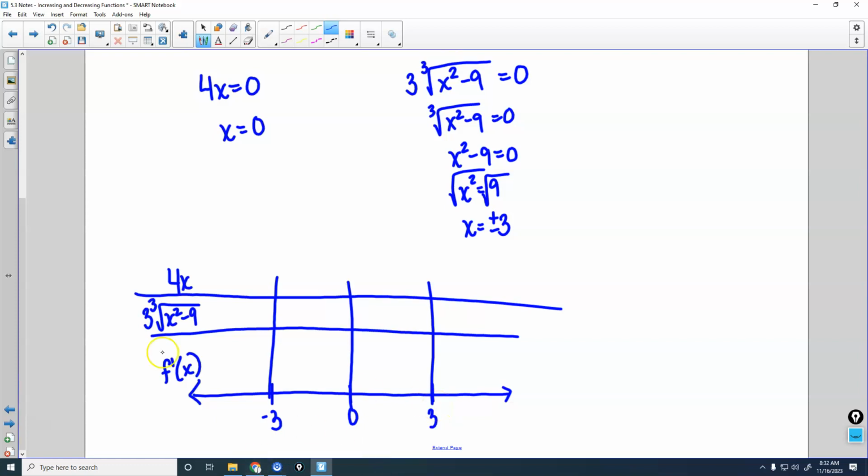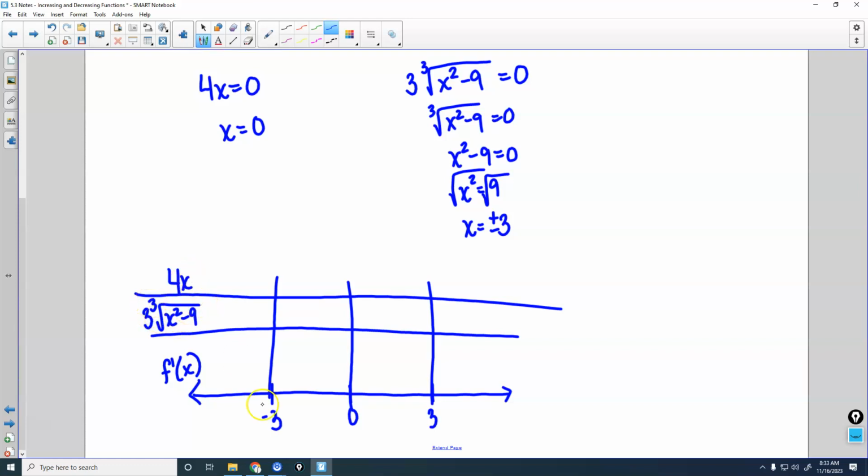So I just put the numerator up here, the denominator down here. And if that denominator was factorable, we could factor it out, but that's not necessary on this. Can you have a negative under a cube root? Yes, a cube root is fine. If that was a square root, it'd be different, right? But this is a cube root.